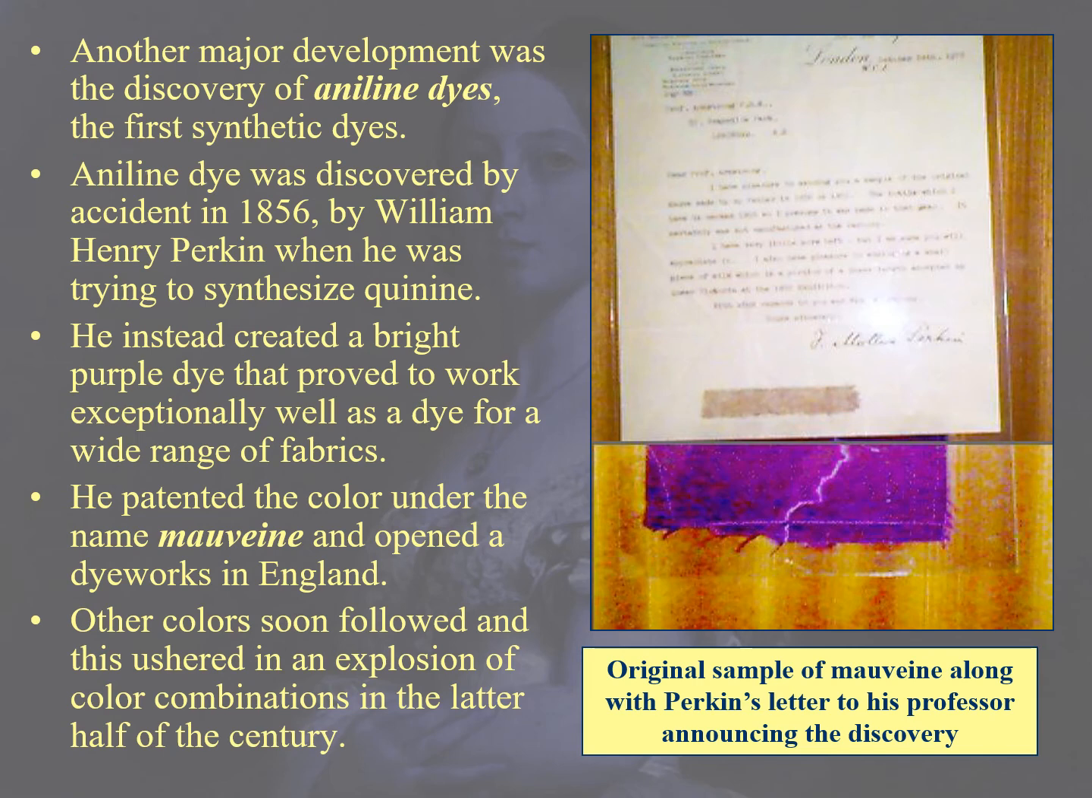One more big development is aniline dyes, synthetic dyes. It was discovered in 1856 by William Henry Perkin trying to synthesize quinine. Instead, he created a bright purple dye that worked exceptionally well as a dye for a wide range of fabrics. He named it Mauveine and opened a dye works in England and became very successful. Other colors soon followed, and we see an explosion of color combinations. When we get to the late 19th century, you will see all sorts of color thanks to aniline dye.